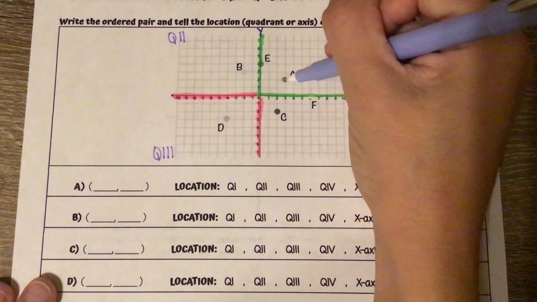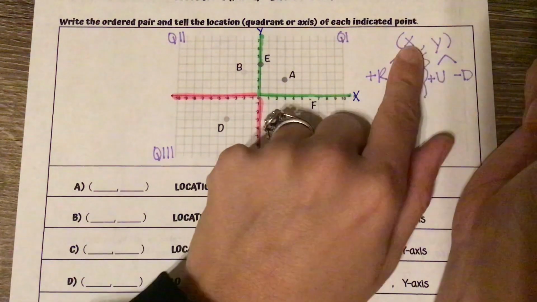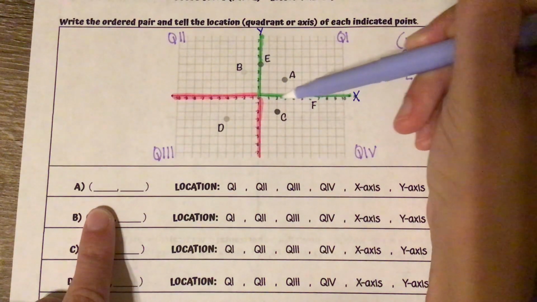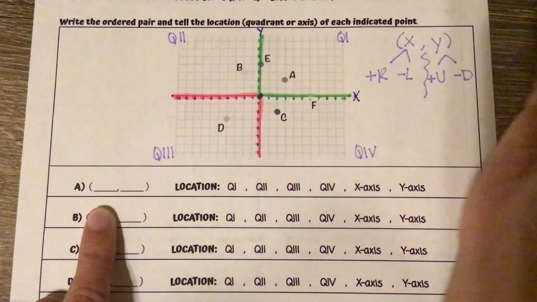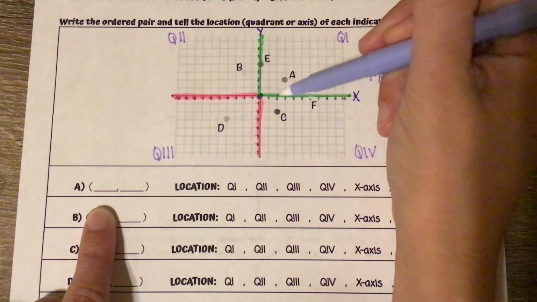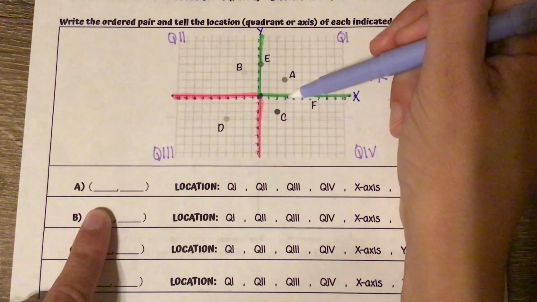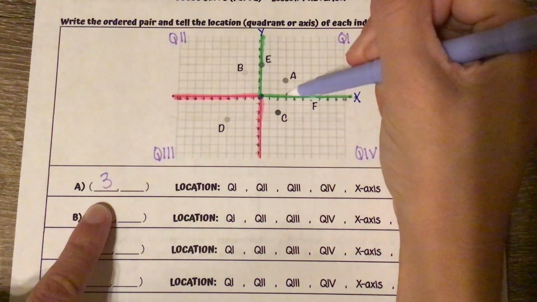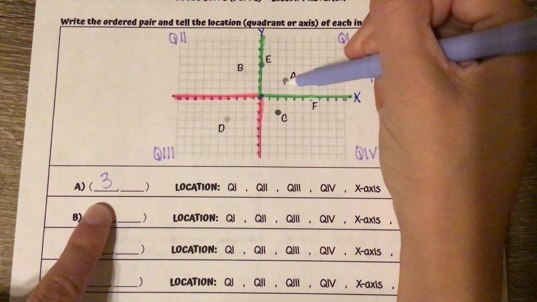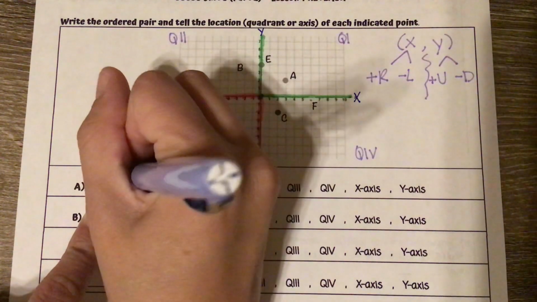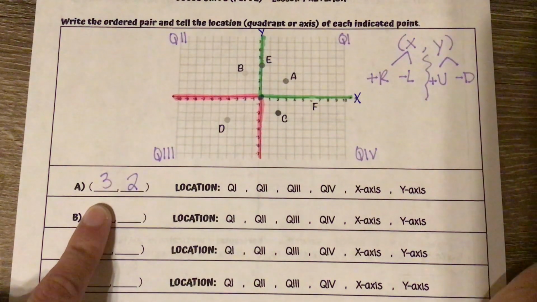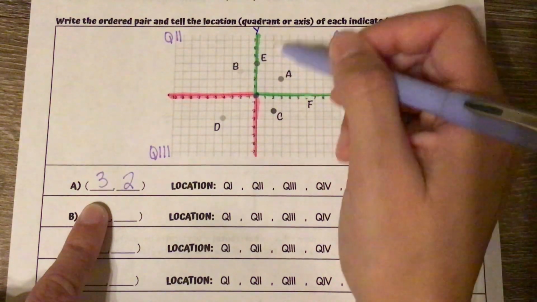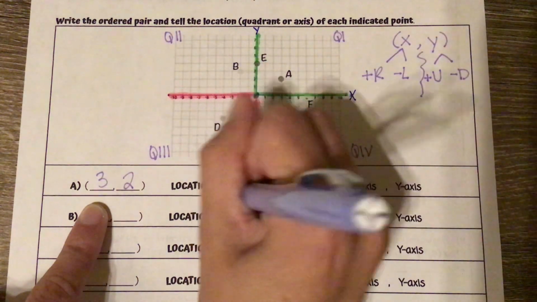For point A, first thing, x, the first number, is right or left. So A is to the right of our origin. We're always starting from this main point here. It's 1, 2, 3 to the right. Right is positive, so it's positive 3. Then we go up or down. It is 1, 2 up, which up is positive. Where is it located? It's in this quadrant right here, which is quadrant 1.